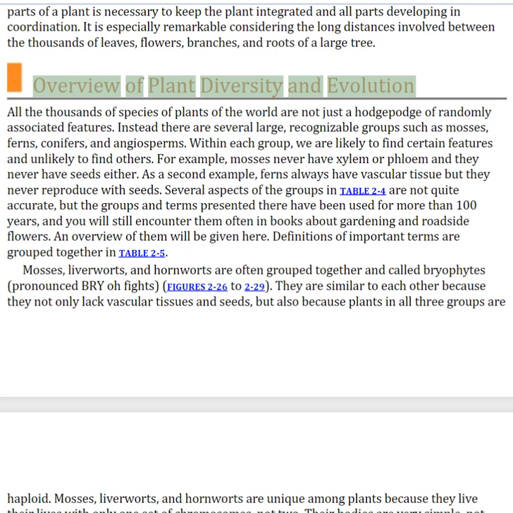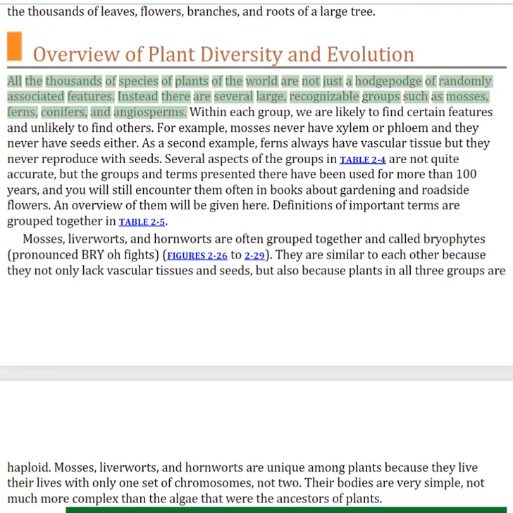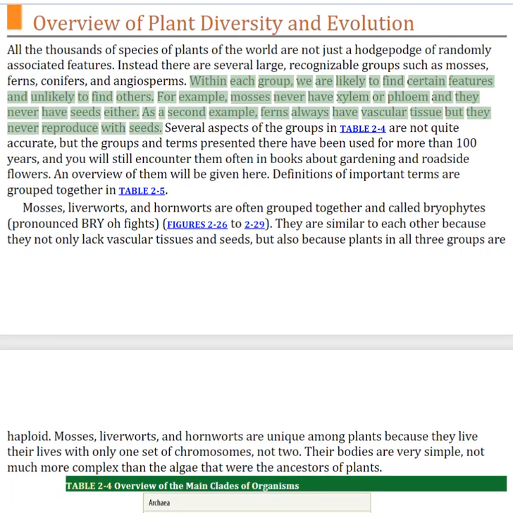Overview of plant diversity and evolution. All the thousands of species of plants of the world are not just a hodgepodge of randomly associated features. Instead, there are several large, recognizable groups such as mosses, ferns, conifers, and angiosperms. Within each group, we are likely to find certain features and unlikely to find others.